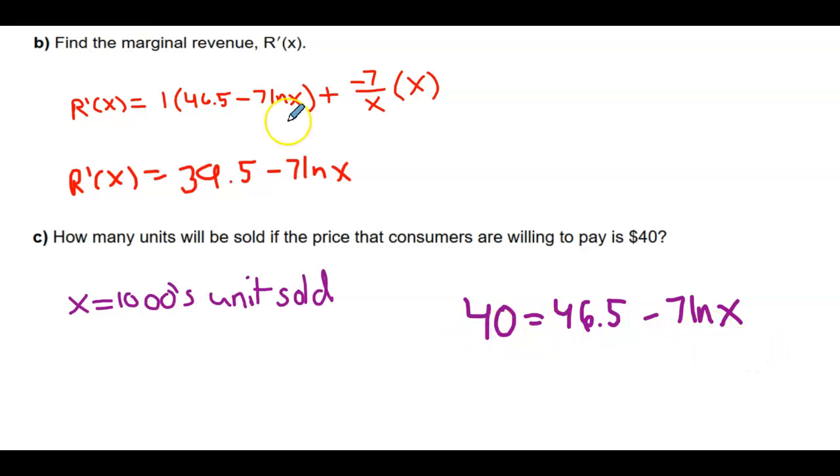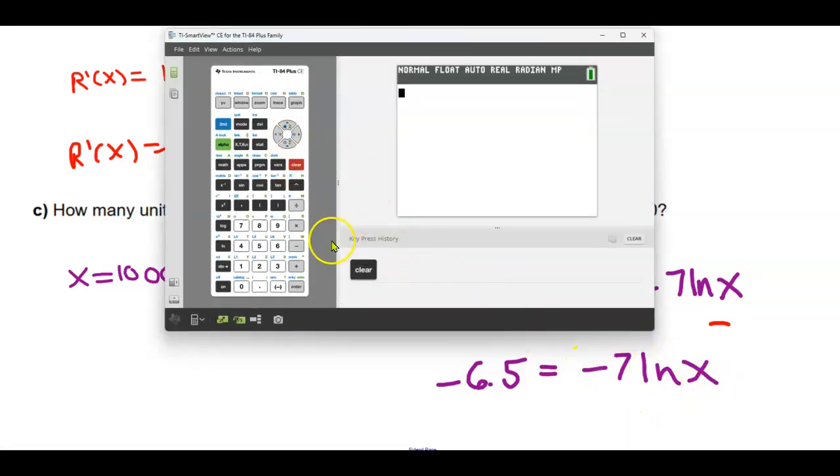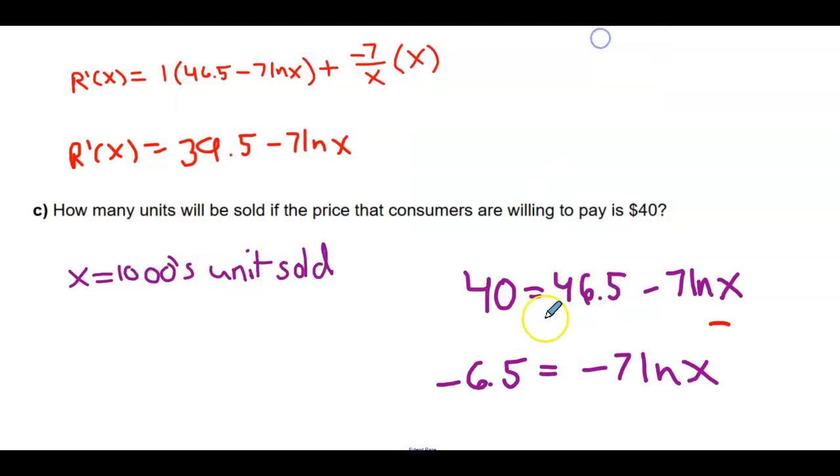So we've got a logarithmic equation. It has 3 terms. Similar to an exponential equation, the first step would be to isolate the term that has the natural log piece. So we're going to get rid of that 46.5. If I subtract 46.5 from both sides, I get negative 6.5. And then we've got negative 7 natural log of x. And now to get that ln x piece itself isolated, I have to divide out that negative 7.